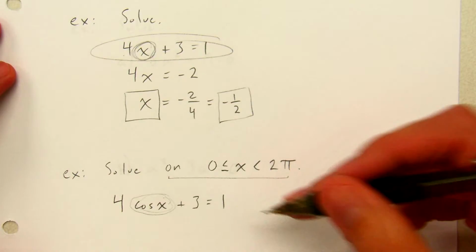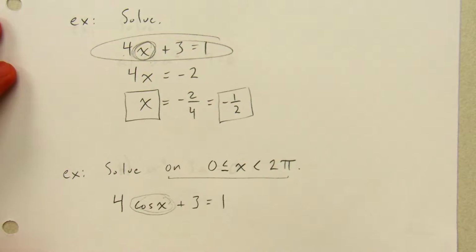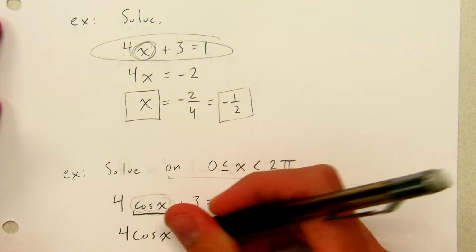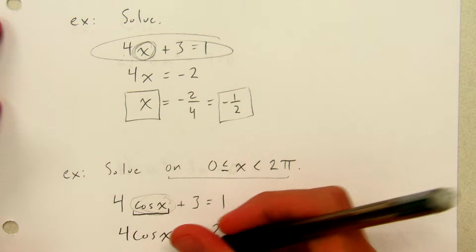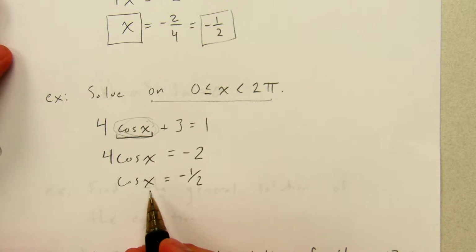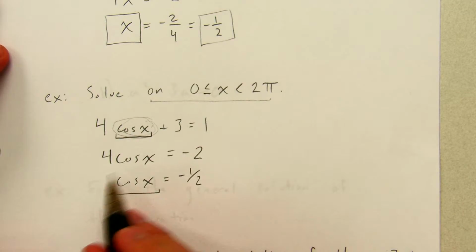Our first step for trig equations will always be that we don't want to think of solving for x right away. We want to think of our first step as solving for the trig function, which in this case is cosine x. So just like before, I'll subtract 3 from both sides. I'll divide both sides by 4. And just like before, I get -1/2. But here, I'm not done, because I haven't solved for x yet. My first step was to solve for the trig function of x, cosine of x. Finding out what the answer is from here is the new part.